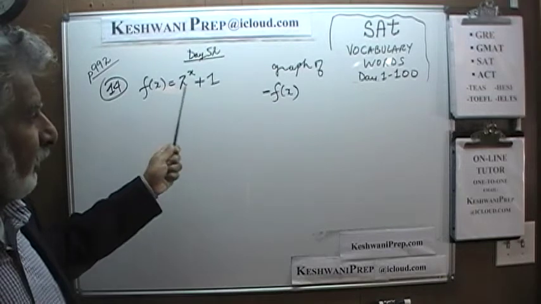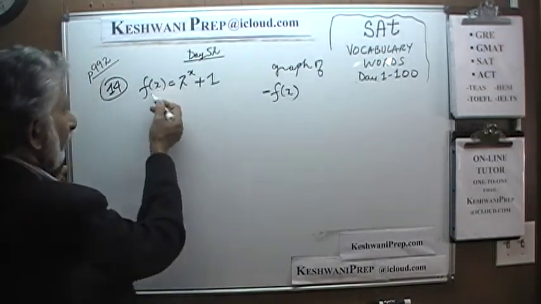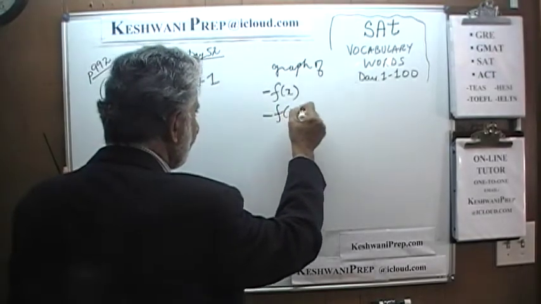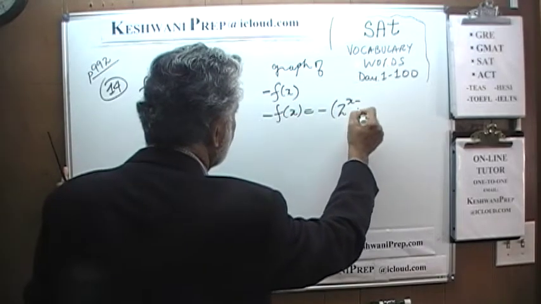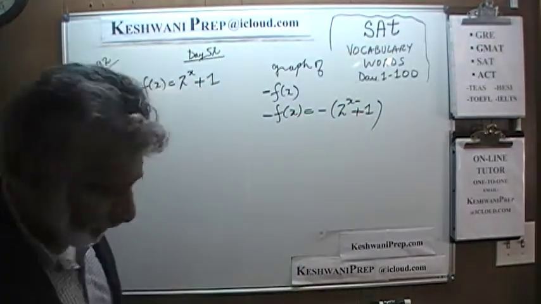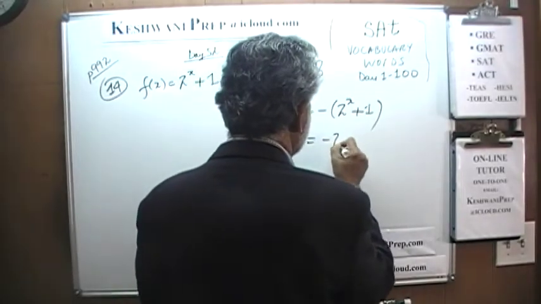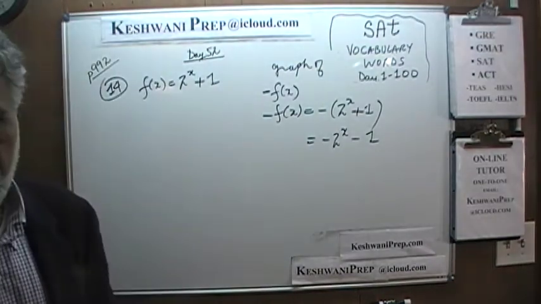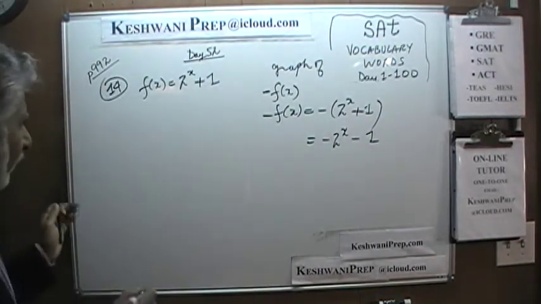This is the original function. What does the graph of this guy look like? Well, if it's got a negative in front of it, f of x is equal to this, so negative f of x will simply be negative 2 raised to x plus 1. Before we worry about the graph of this guy, let's take a look at the graph of this one very quickly.